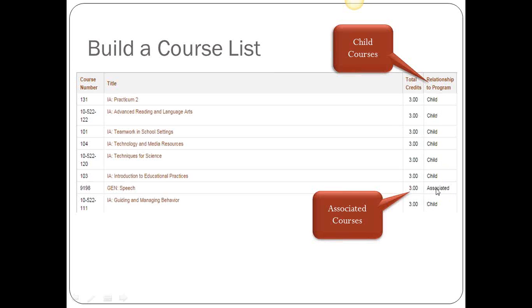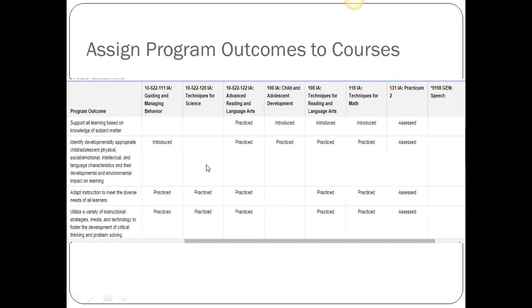Yet speech is a requirement for lots of programs, and so it's an associated course in this particular list, which means it may not actually get any program outcomes linked to it. Or it might, it just depends. Or it might not have any of the core abilities linked to it because those were established elsewhere. The child courses, however, would. So you have the ability to further detail the course list once you establish it.